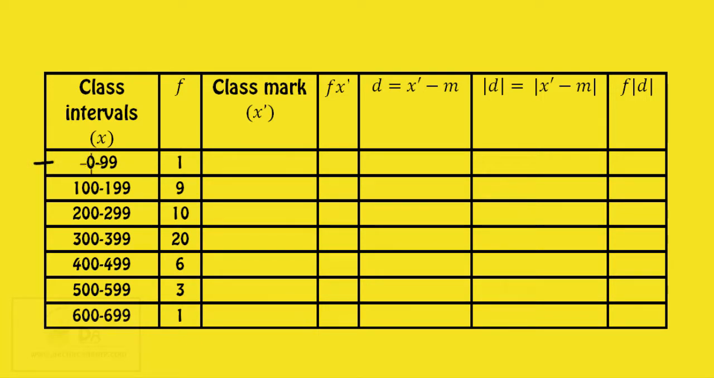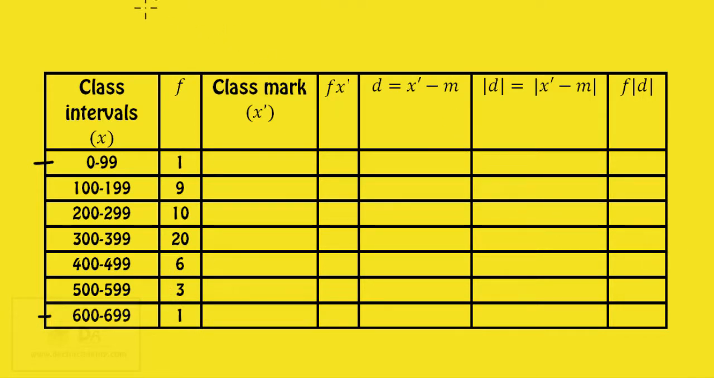The first class has an interval from 0 to 99. The last class here has an interval of 600 to 699. And we have the corresponding frequencies for each class. So what this is saying is that one person gets a score between 0 and 99 marks. 6 people got scores between 400 and 499 marks. Only one person got a score between 600 and 699 marks, and so on.